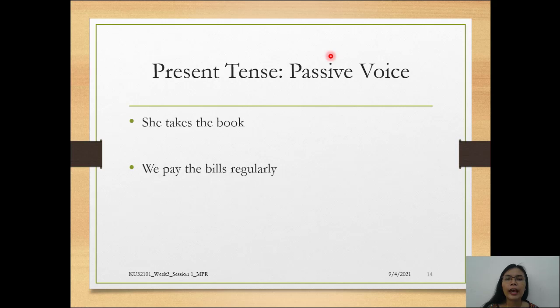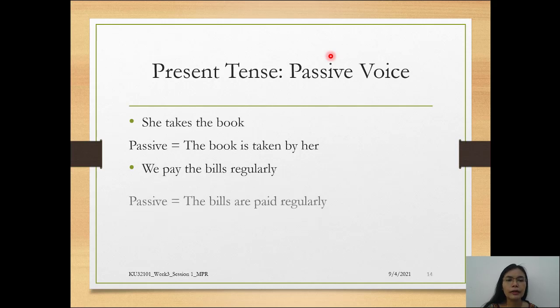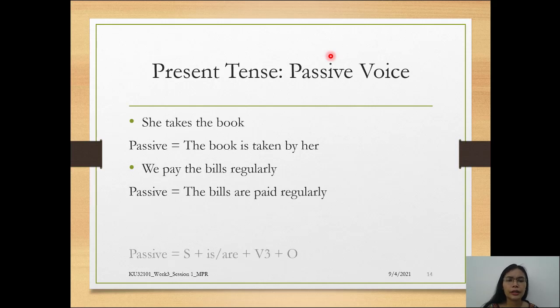So now we will look at the formula of passive voice in the present tense. Of course, it's a little bit different from the one that we discussed last week, which is about present perfect tense and past tense. So for example, she takes the books. The books are taken by her. We pay the bills regularly. The bills are paid regularly.